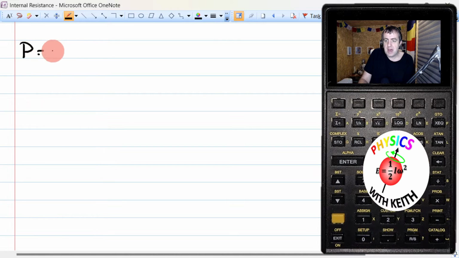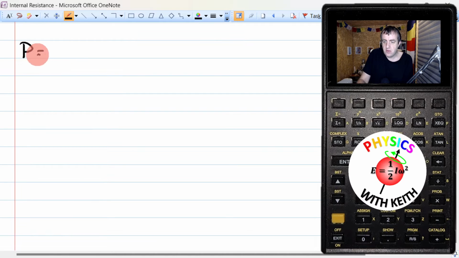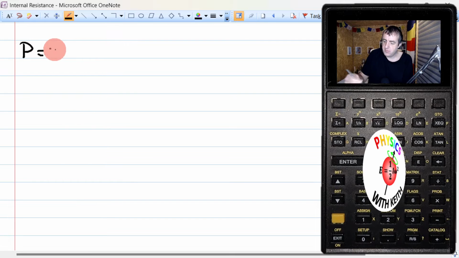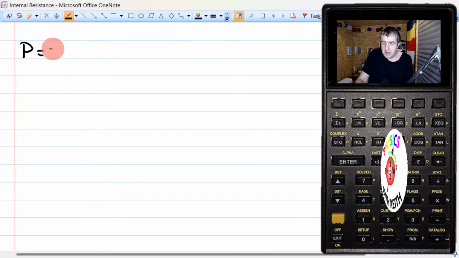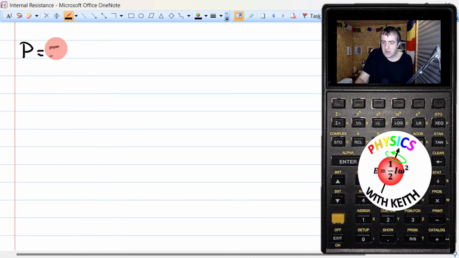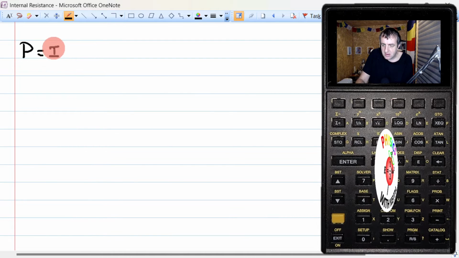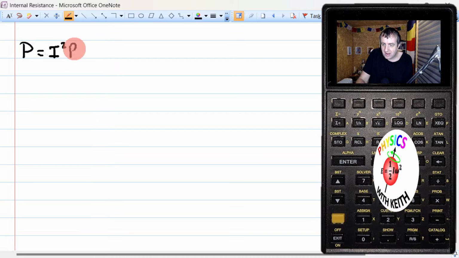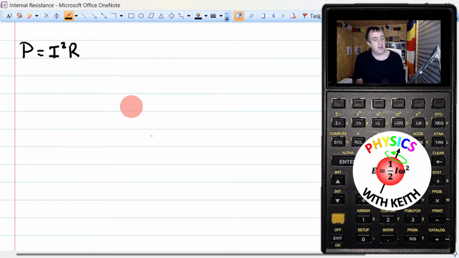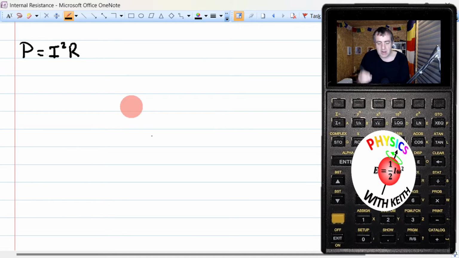So we know that power is equal to I squared R. There's our equation. And we want to get rid of the I.